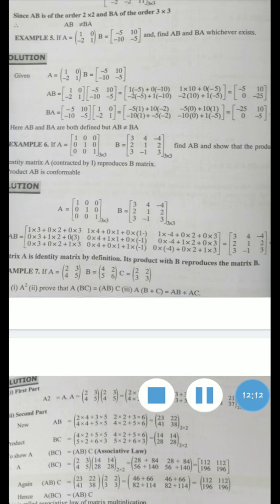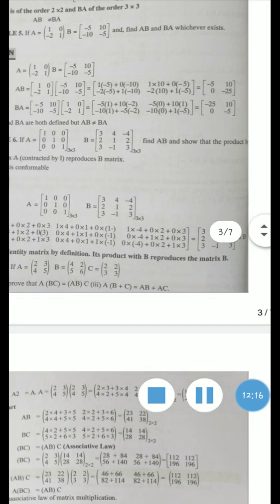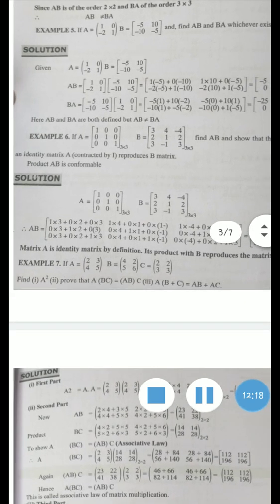If A is a matrix of order 3 by 3, B is a matrix of order 3 by 3, find AB and show that the product by an identity matrix A reproduces the B matrix. So in this case, the A matrix given to you, if you can see, is a matrix with diagonal elements as 1 and all other entries 0. I told you such a matrix is known as an identity matrix. So this matrix plays the role of 1 in matrices.